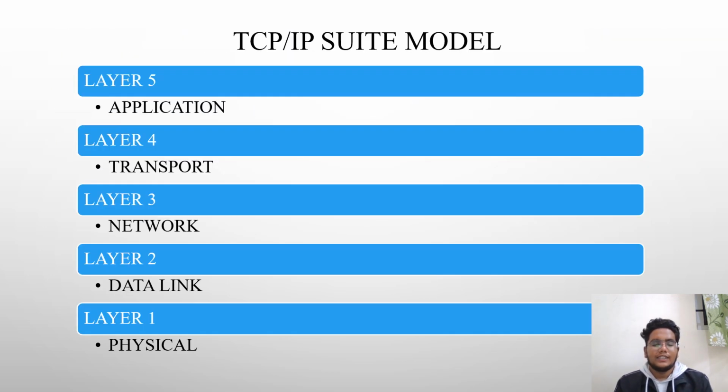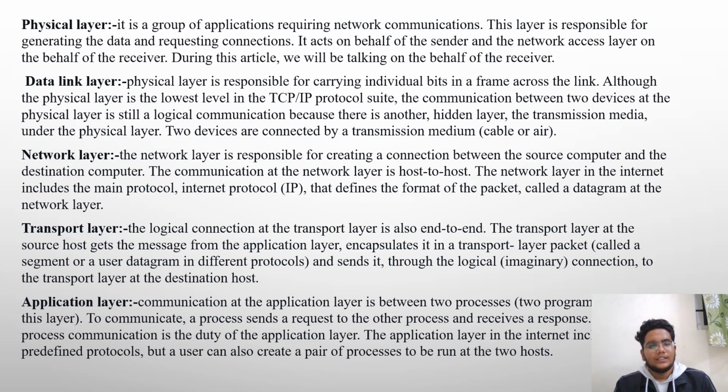So this is the TCP/IP suite model, which has 5 layers, that is application layer, transport layer, network, data link, and physical layers. The application layer is a group of applications that require network communications. This layer is responsible for generating the data and requesting connections. It acts on behalf of the sender and the network access layer on behalf of the receiver.